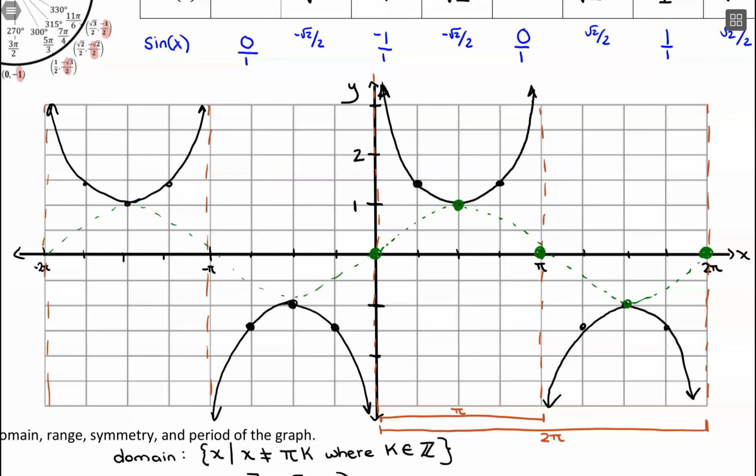So if you know the general behavior of your sine function, it can really help you draw your cosecant function. Wherever we cross the x-axis with our sine function is an asymptote. Every one of those zeros turns into an asymptote for cosecant. And then from there, these minimum and maximum values become the vertices for these parabola-like shapes.